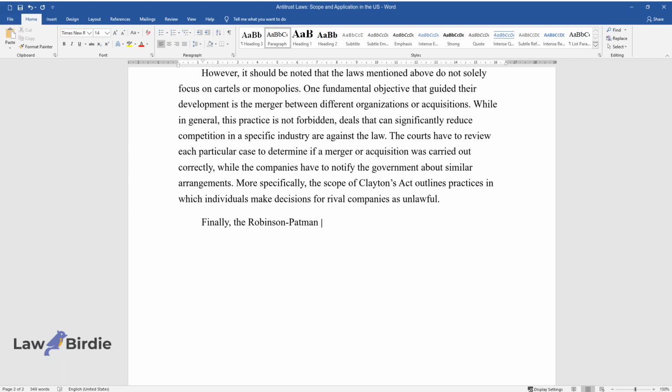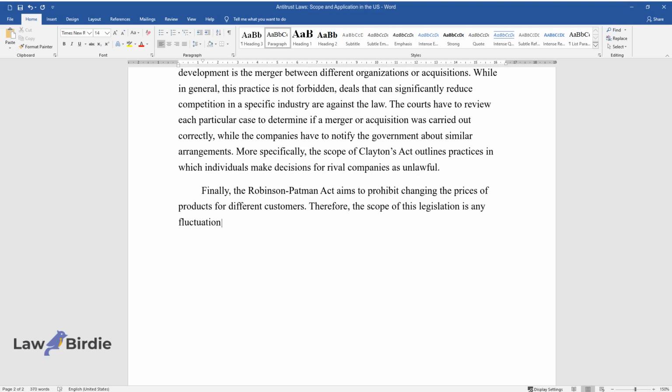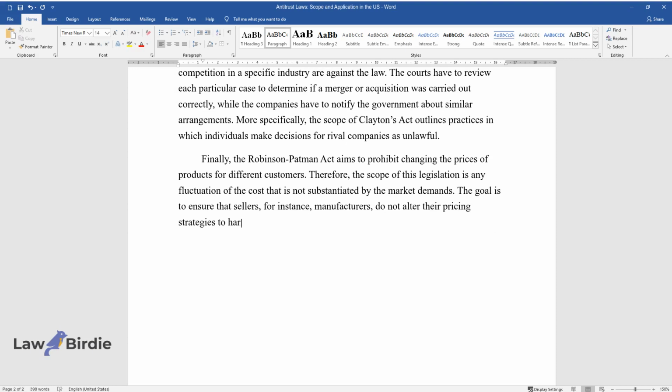Finally, the Robinson-Patman Act aims to prohibit changing the prices of products for different customers. Therefore, the scope of this legislation is any fluctuation of the cost that is not substantiated by the market demands. The goal is to ensure that sellers, for instance, manufacturers, do not alter their pricing strategies to harm the competition in the same geographic region.